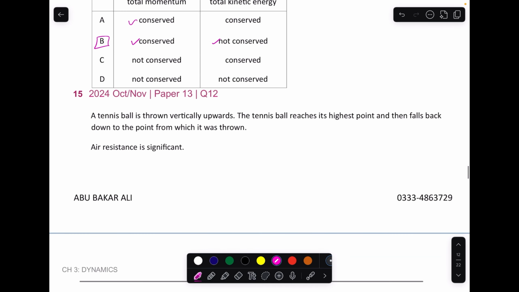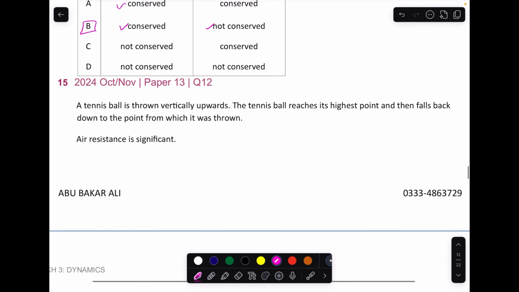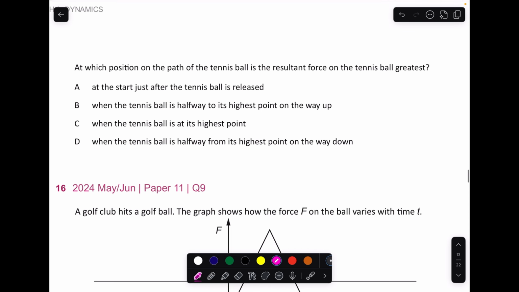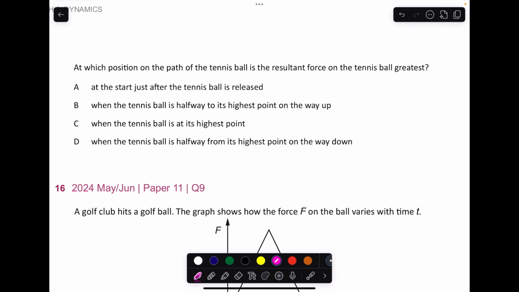In the next question, a tennis ball is thrown vertically upward. The tennis ball reaches its maximum point and then falls back down to the point from which it was thrown. And there is air resistance, so you have to consider it. At which position on the path of the tennis ball is the resultant force on the tennis ball greatest? Now this concept is related to air resistance. You have to keep in mind that the resultant force will be equal to the difference of weight and air resistance.